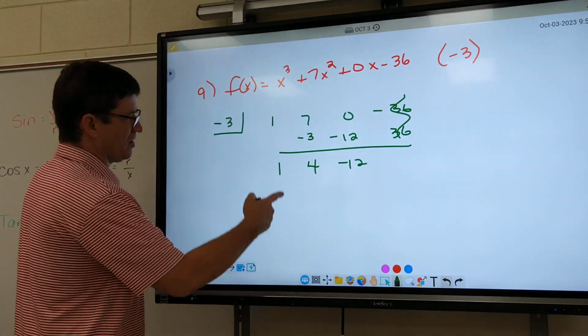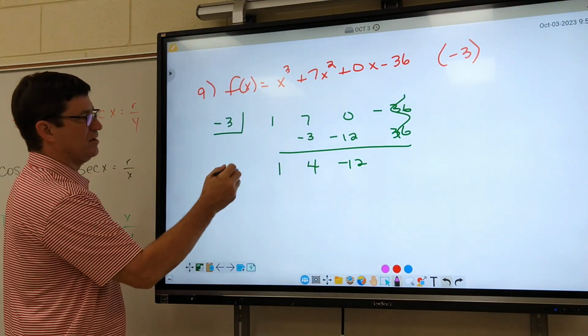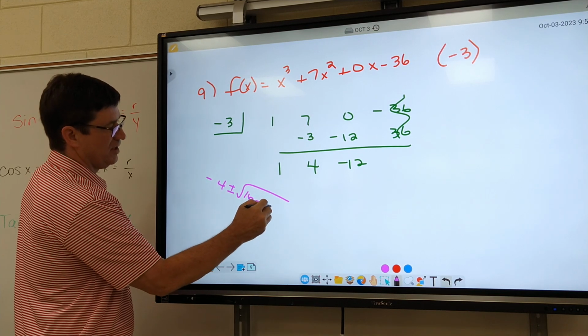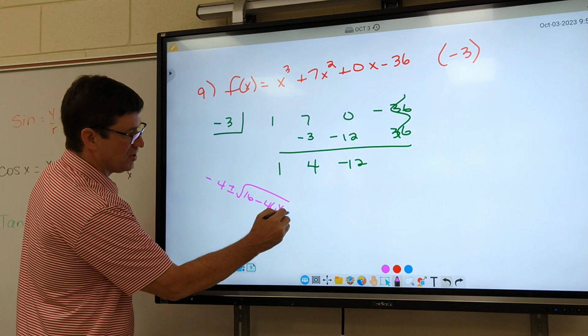All right, so now we're going to take our quadratic formula and do these three right here. We got negative 4 plus or minus. If we didn't learn anything else in this class, we should be pretty good at quadratic formula.